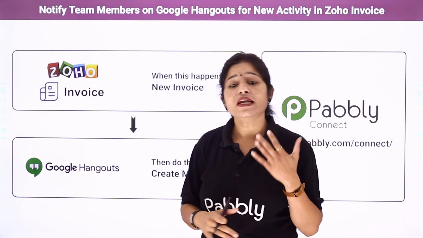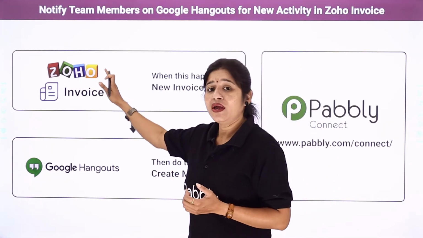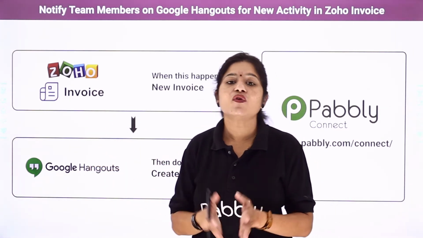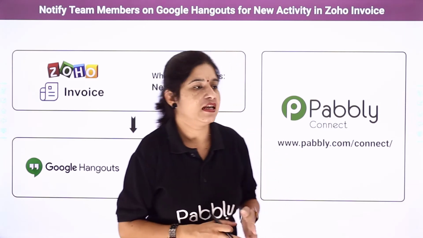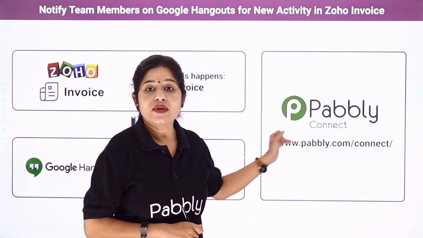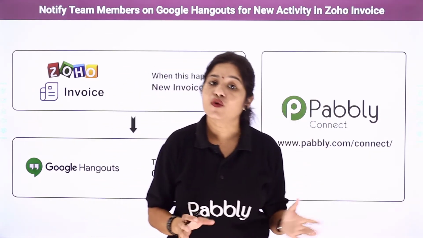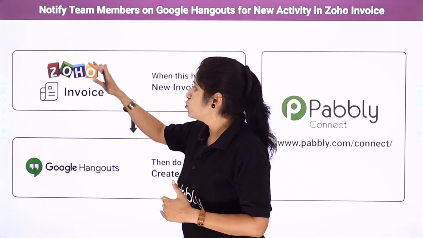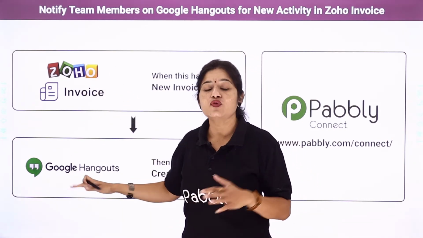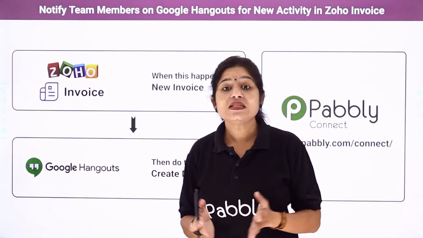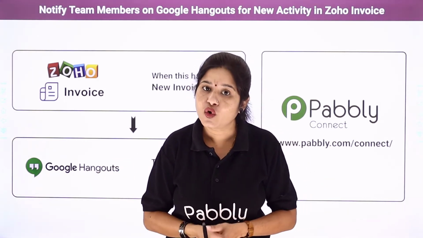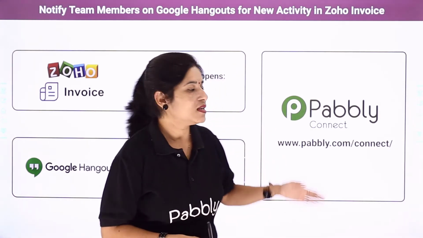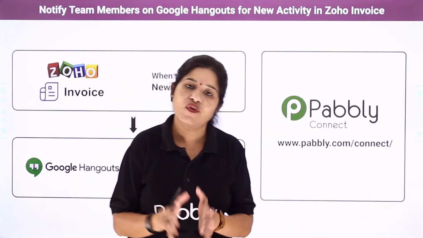For this, we need to create a connection between Zoho Invoice and Google Hangouts. So in order to create a connection, we are going to use a software application named Pabbly Connect. So basically, Pabbly Connect is an automation and integration software which will help us in integrating Zoho Invoice with Google Hangouts automatically. The best part here is it doesn't require any coding skills or programming knowledge. Even a non-technical person can use this software application very easily.